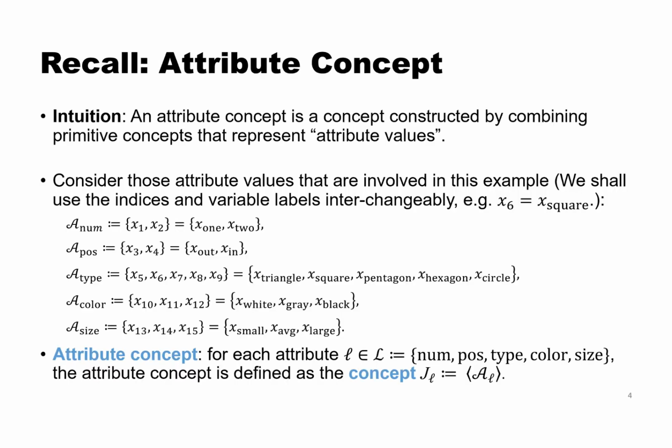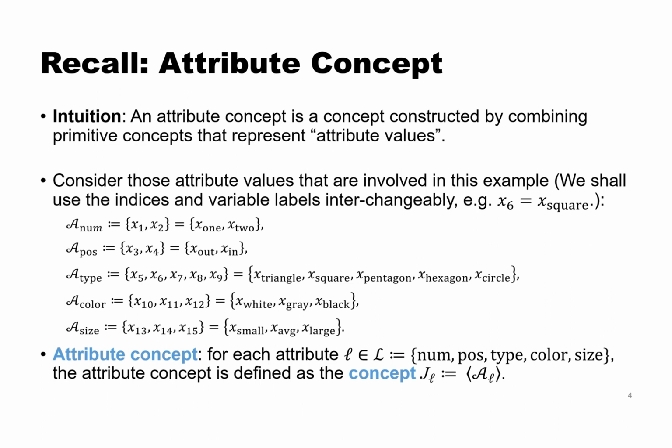Please recall that we introduced attribute concept to categorize the attribute values. Intuitively, an attribute concept is a concept constructed by combining primitive concepts that represent task-specific attribute values. For more details, please refer to our paper and the previous video.